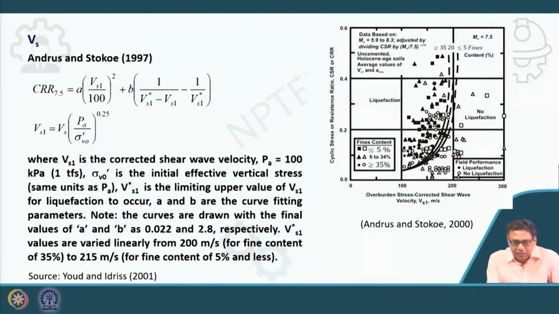So when I use this equation, I will also use this A and B, these two values, and Vs1 dash for different fines, and if it is in between, we linearly vary that Vs1 dash. And Vs1 I will get from the raw Vs data, and then I will get the CRR 7.5. Clear? Or you can use this chart also, because as I mentioned, these charts are developed by using these values. So I will use these values and you will use this equation.